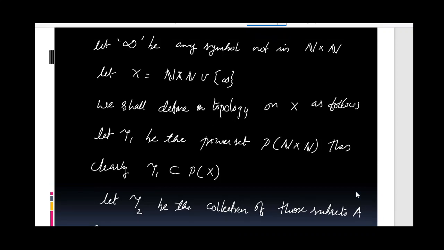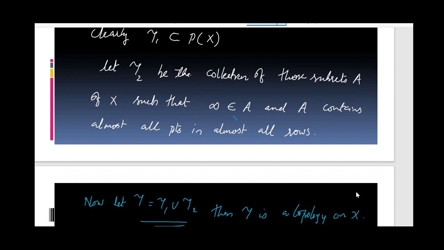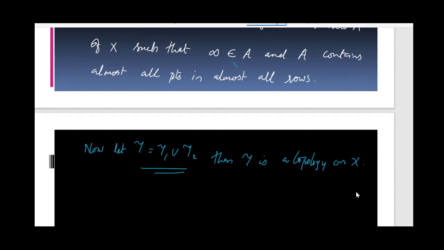In N cross N, we have defined one topology, namely taking X equal to N cross N union closed alpha, which is a symbol not in N cross N, and defining the topology as tau equal to T1 union T2, where T1 is the power set topology of N cross N, and T2 is the collection of those subsets of X such that closed alpha belongs to A and which contains almost all points in almost all rows. Now this will form a topology.